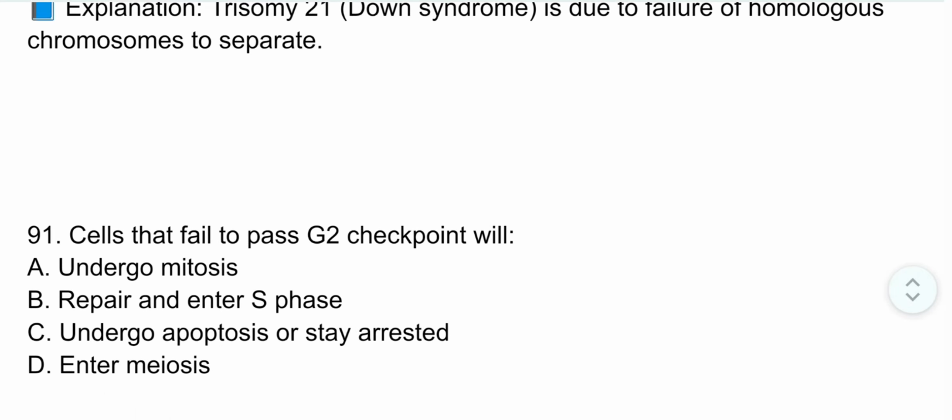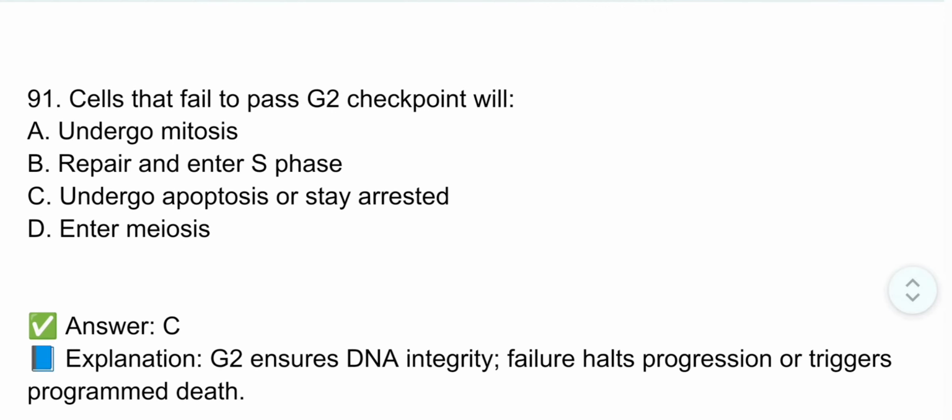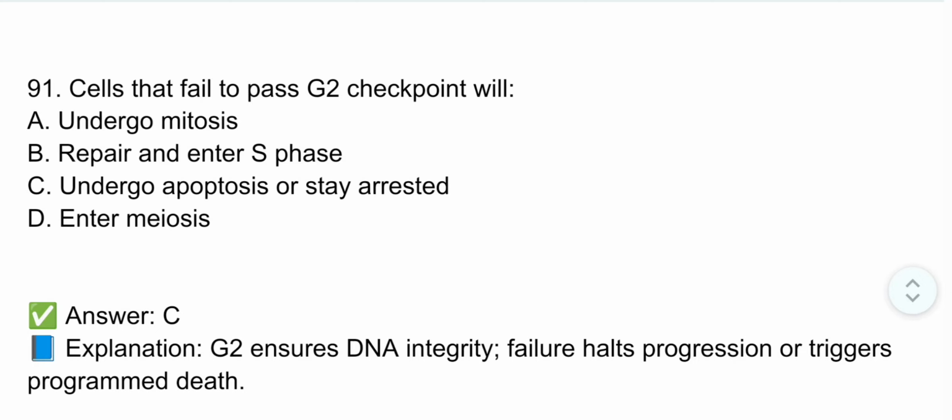Question number 91. Cells that fail to pass the G2 checkpoint will. The correct option is option C, undergo apoptosis or stay arrested. G2 ensures DNA integrity. Failure halts progression or triggers programmed death.